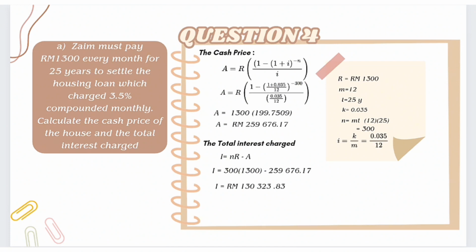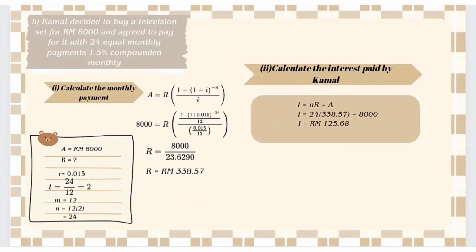For the formula, we are going to put here I equals n multiplied by R minus A. This formula is for the total interest charge, so just fill in, and it will be I equals n, which is 300, multiplied by 1,300, and then minus 259,676.17, and the answer for interest, which is I, is going to be 130,323.83. Proceed to the next slide.